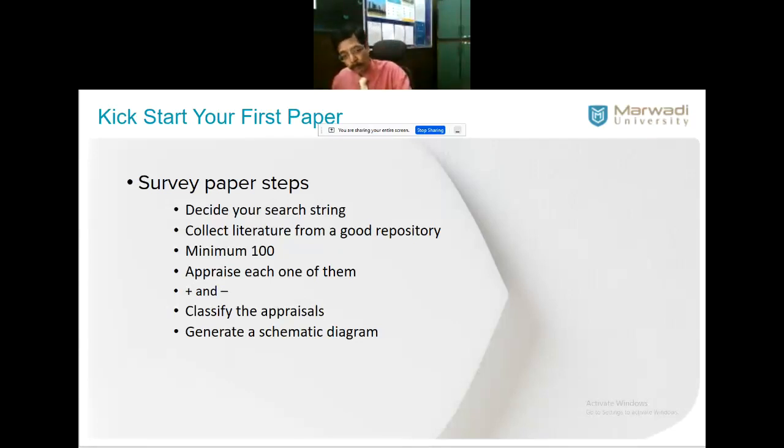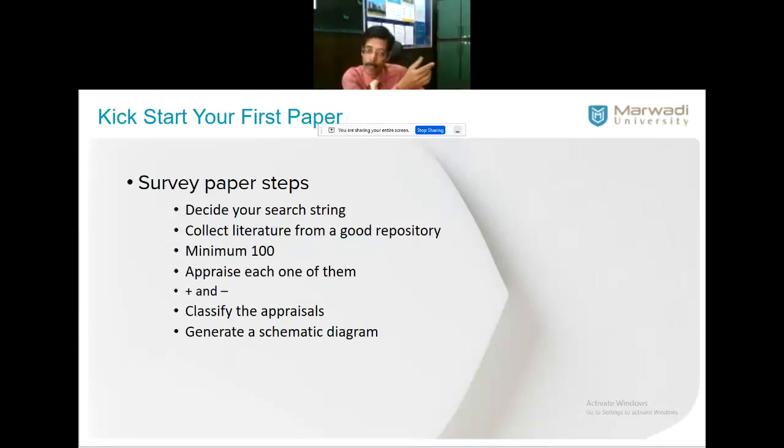Once you've done the appraisal, you need to classify them. Imagine that you have kept around 5 trays before you, imagination trays, like a file tray, you know that. You read the first appraisal, you understand what it is, keep it in the first tray. Read the second appraisal. If you feel there is some similarity with the first one, keep it in the first tray only. If you feel it is different, you keep it in the second tray. Like that, all the 100 appraisals, you classify them, imagining you have kept them in different trays.